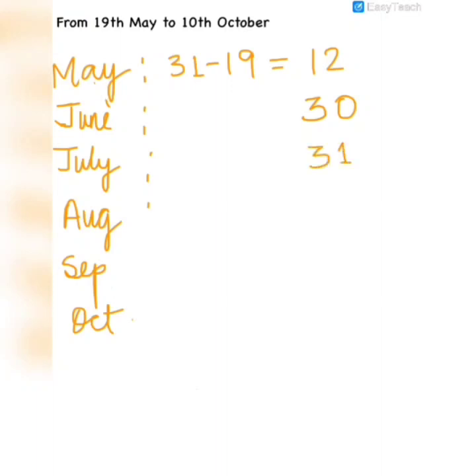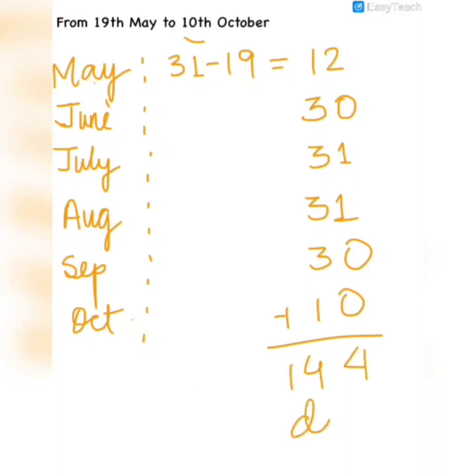In August again we have 31 days. In September we have 30 days, and in October only the first 10 days will be included. So now we add all of them. We'll be getting 144 days. This is the answer.